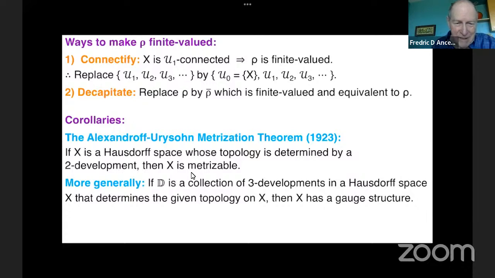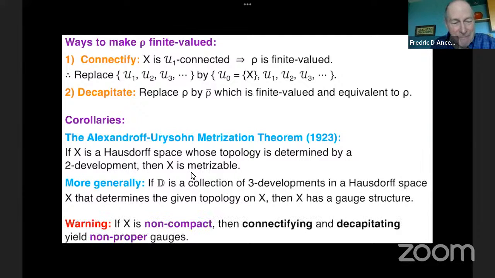And then more generally, if you have a collection of three developments in a Hausdorff space, such that the topology is determined not by a single development, but by all of them together, then you get a gauge structure. You may not get a single gauge that gives you the topology, but you get a collection that does.